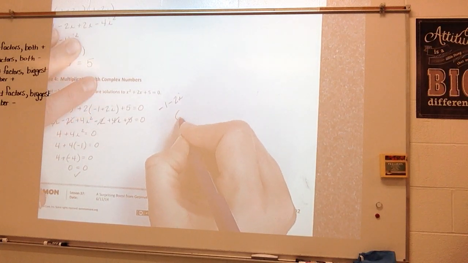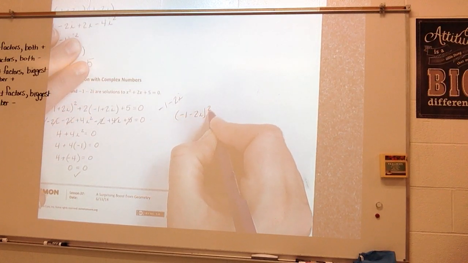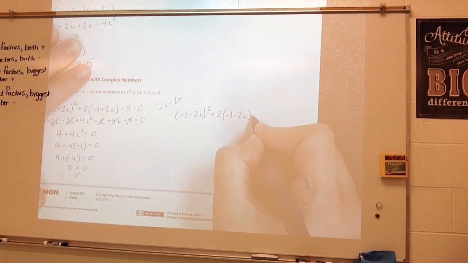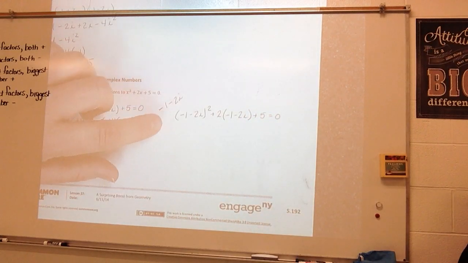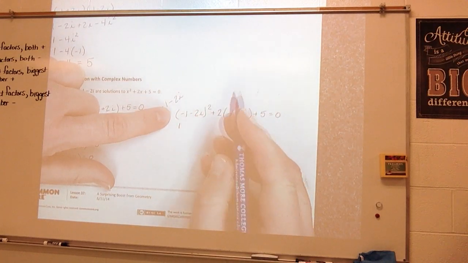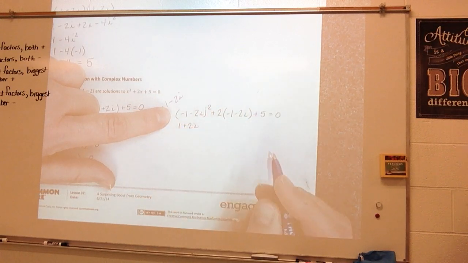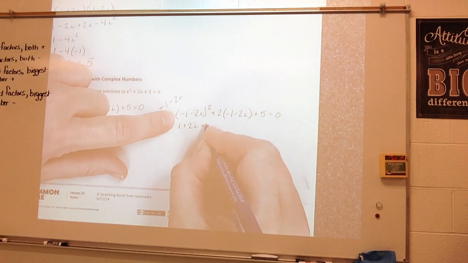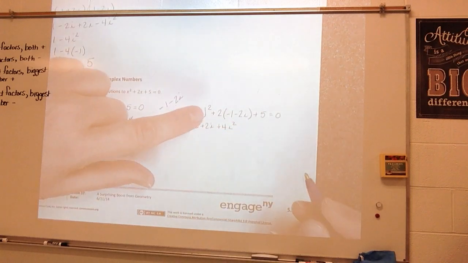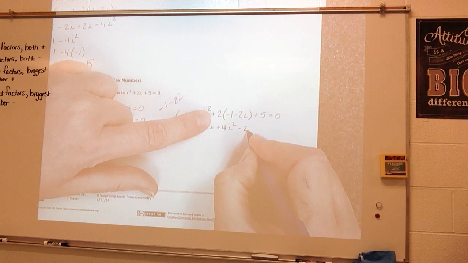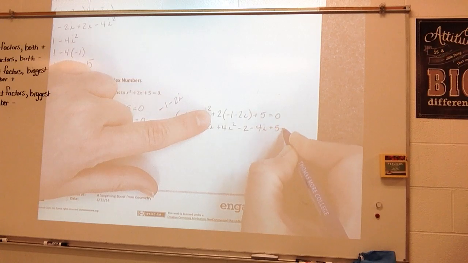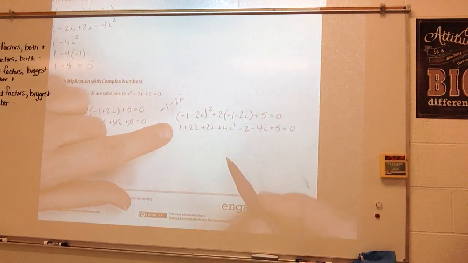Now we're going to verify that negative 1 minus 2i is a solution. Same way, negative 1 minus 2i squared plus 2 times negative 1 minus 2i plus 5 is equal to 0. Alright, let's multiply. Negative 1 times negative 1 is 1. Negative 1 times negative 2i is a positive 2i. Negative 2i times negative 1 is a positive 2i. And negative 2i times negative 2i is a positive 4i squared. 2 times negative 1 is negative 2. 2 times negative 2i is negative 4i. Plus 5 is equal to 0. Go ahead and combine your like terms.